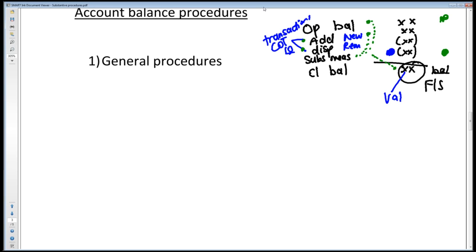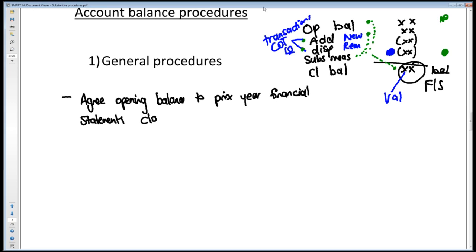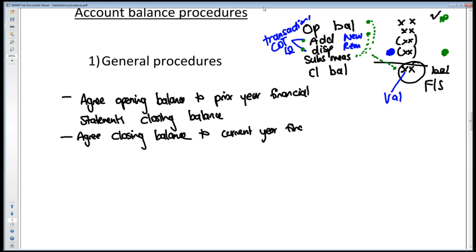Okay, so general procedures, the new things we're going to have to touch on. First new thing is the fact that there's an opening balance. So I'm going to have to agree the opening balance to the prior year financial statements closing balance. Now I've made sure that at least it carries forward. I'm going to do the rest of my general procedures, so now I'm going to do the closing amount, agree the closing balance to the current year financial statements.